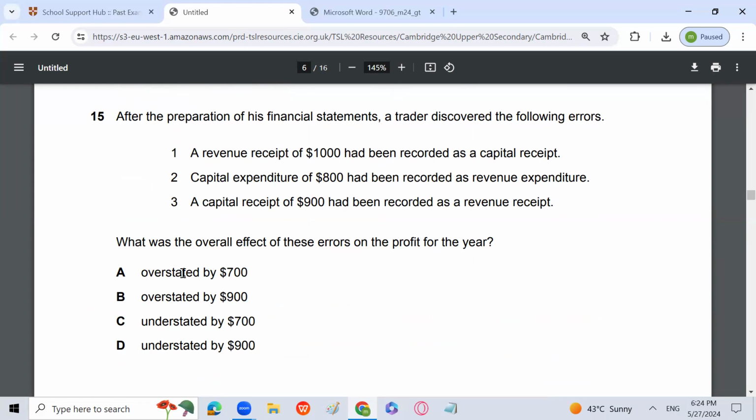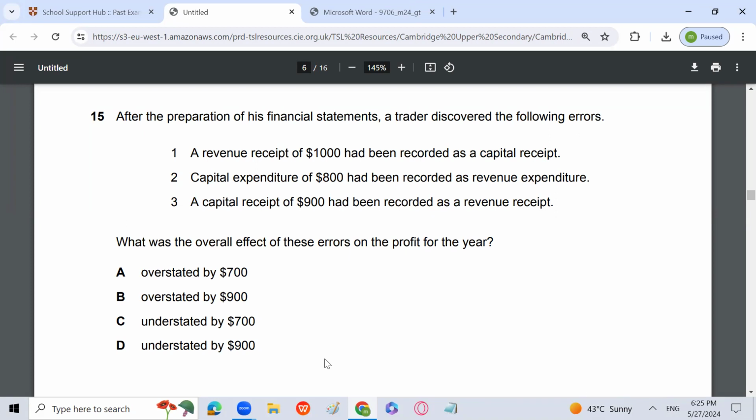When the revenue receipt of 1,000 is recorded as a capital receipt, profit will decrease by 1,000. Capital expenditure recorded as revenue expenditure again decreases profit, by 800. So 1,000 decrease, 800 decrease. And the capital receipt recorded as a revenue receipt means profit will increase, because you have recorded it as income. It will increase by 900. So it will decrease by a total of 1,800 and increase by 900. So profit is understated by 900, and D is the answer.